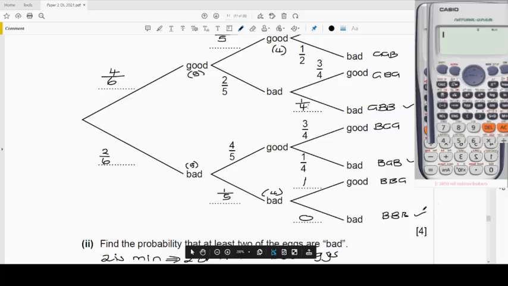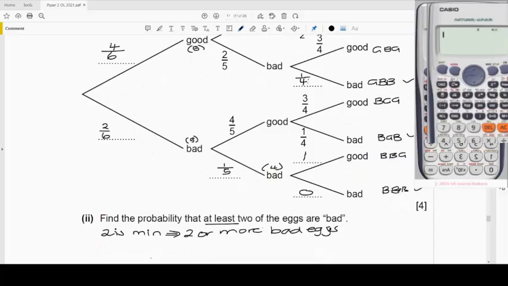Then what you do is all these that I have ticked, you are going to multiply the probabilities along the tree to get to that point, and then you'll add all the individual probabilities together. So for the first one, good, bad, bad, it's 4 over 6 times 2 over 5 times 1 over 4. That's the first one.